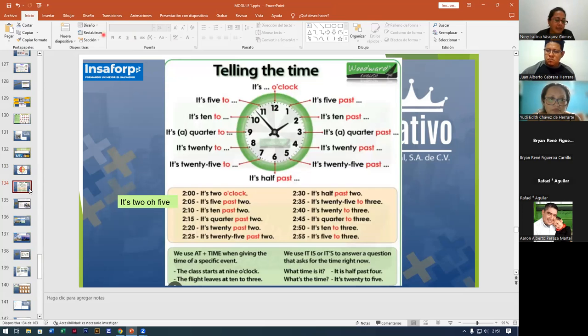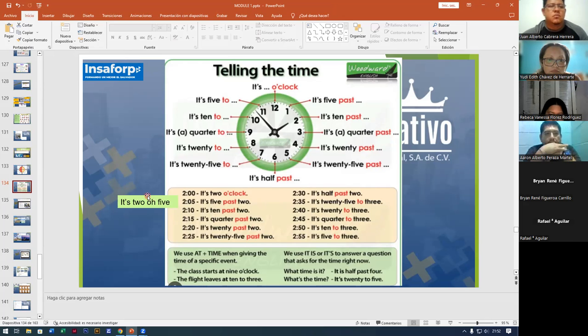Si yo tengo las 6:35, puedo tener entonces dos formas de expresar. Puede ser 25 to 7 o 35 past 6. Puedo decir también 35 past y la hora. Hay una hora como exacta de decirla, pero hay otra como si quiero utilizar tantos minutos pasadas tales horas.